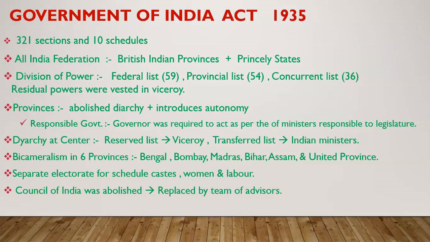All these residual powers were vested in the Viceroy. It was the power of the Viceroy to decide. For example, there was a need for cyber laws. So the Viceroy had the power to decide whether the Central Legislative Council would make law on it, or the State Legislative Council would make law on it, or it would be a part of the concurrent list. So the Viceroy had the power to put any new subject in the federal list, provincial list or concurrent list. So this was the division of power.